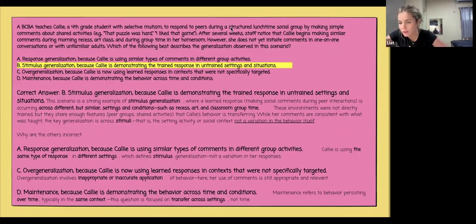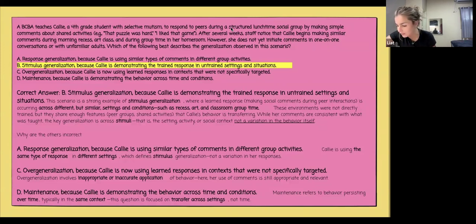The scenario is a strong example of stimulus generalization, where a learned response, making social comments during peer interactions, is occurring across different but similar settings and conditions, right? Different stimuli, but you're still able to make the response. Settings such as recess, art, and classroom group time were not directly trained, but they share enough features, peer group and shared activities, that Callie's behavior is transferring. While her comments are consistent with what was taught, the key generalization is across stimuli. Okay?